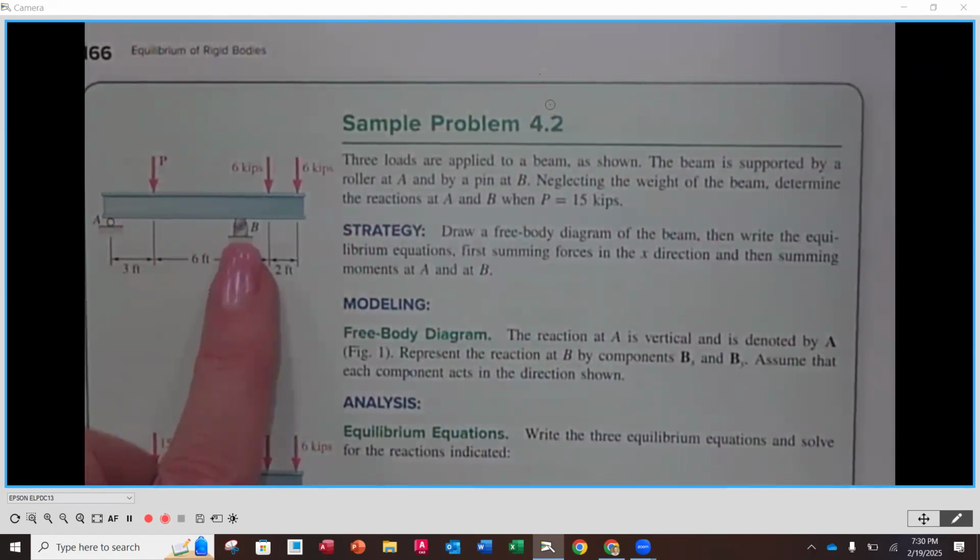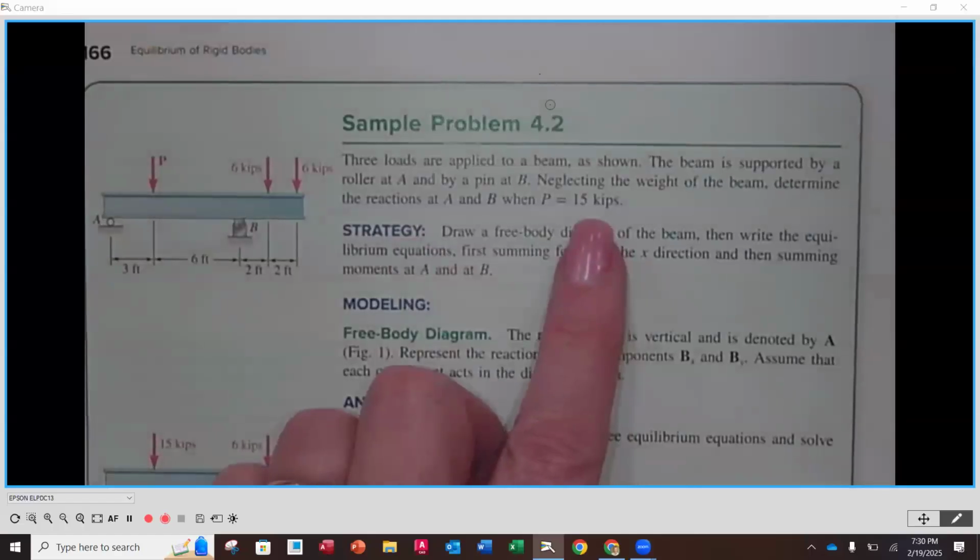Neglecting the weight of the beam, so they're not telling us to worry about that. Determine the reactions at A and B when P is equal to 15 kips. Kips is 1,000 pounds. There's nothing here to do anything with as far as multiplying by gravity. This is already in units of English force, if you would. So it would just be 15,000 pounds, but instead of all the zeros, we say 15 kips, okay?